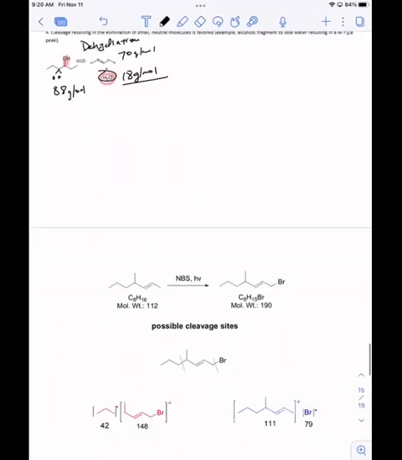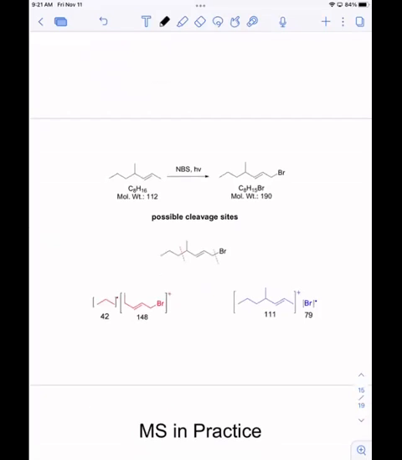Right. So here's another example. In the PowerPoint I didn't have the pieces down here shown. I faded them in to give you a chance to think about it. But if you have a reaction like this, what's that reaction up top? Anybody? We took an exam on it, so you should be able to tell me. NBS and light in the presence of an alkene. Allylic bromination. Yes, it's allylic bromination.